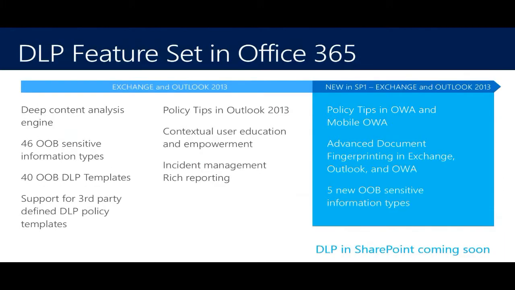So as you can see, here are some of the things to be able to get some of the new features. You have to be on SP1, both in Exchange and Outlook if you're doing it on-premise. Obviously, if you're doing it up in Office 365, they're already on Service Pack 1. And if you're running Outlook 2003, then you're set. You'll start to get your policy tips in OWA and in your mobile OWA. You get advanced document fingerprinting in Exchange, Outlook, and OWA, and 5 new OOB sensitive information types that now you can start looking for. So built right in.